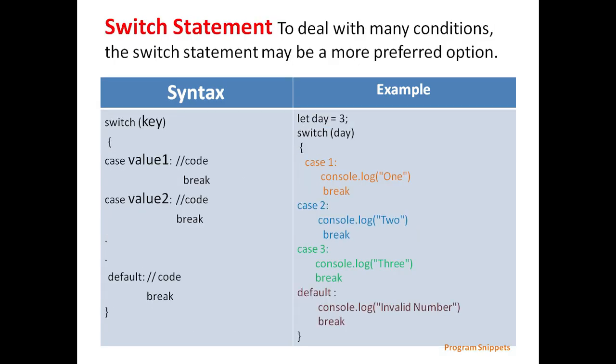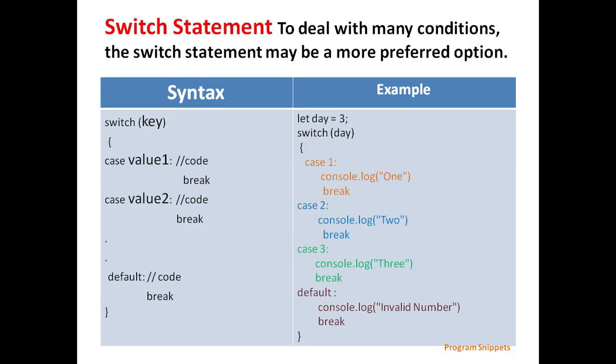Next is the switch statement. To deal with many conditions, the switch statement may be a more preferred option. The general syntax is switch key and then case value 1, case value 2 and default. For every case there will be code and then a break statement is written. For example, here we have assigned 3 to day and in the switch statement we will check the day value. So if case is 1, it will print 1, case is 2, it will print 2, case is 3, it will print 3, and default will be invalid number. Since the third condition is true, it will print 3.